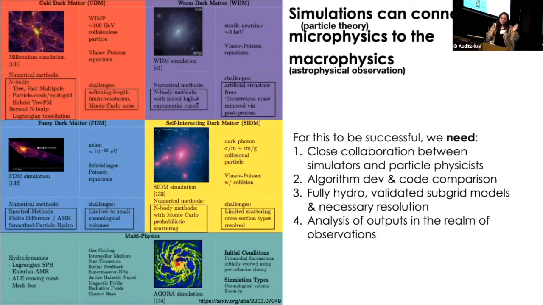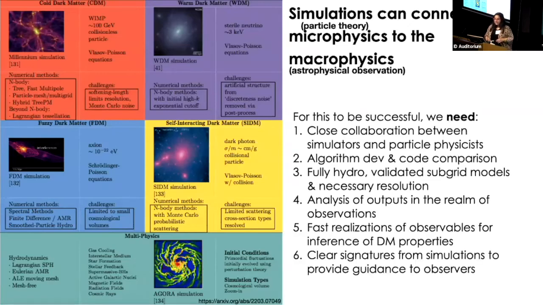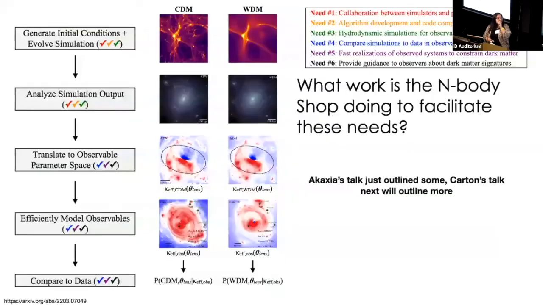And then we need to take our outputs and put them in a space where an observer will actually understand us, right? And so what that means is that we need to come up with efficient ways to realize these observables so we can infer dark matter properties. And we need to give the observers exactly what to look for, in particular, in light of all these amazing observatories coming online in the next decade. And so I've put the needs back up there.